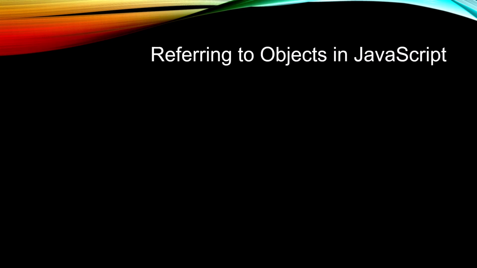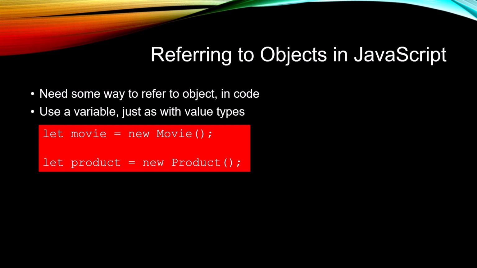So how do we refer to objects in JavaScript? Well, we need some way to refer to the object, and we do that with a variable, just like you would with any value type, such as an integer or a Boolean. We let some variable name, movie in this case, equal new Movie. There's the uppercase, so we know it's a class. And that creates a new instance then of that Movie class. Or let product equal new Product. There's that uppercase P there, and that's creating a new instance of that class that you can then interact with.